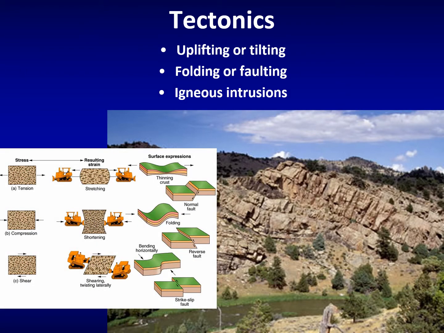If a set of rock layers is tilted or folded or faulted or has igneous intrusions in them, we know that tectonic activity has taken place in this area. That's another thing we can surmise when looking at the history of an area: that tectonic forces are also part of that history.